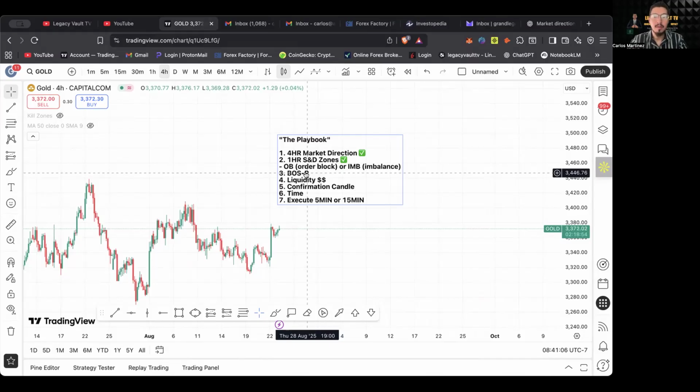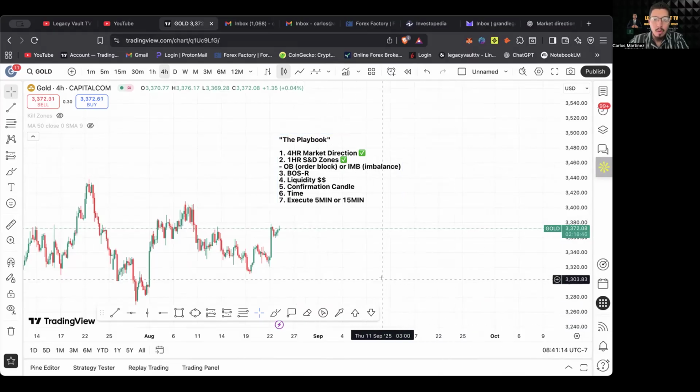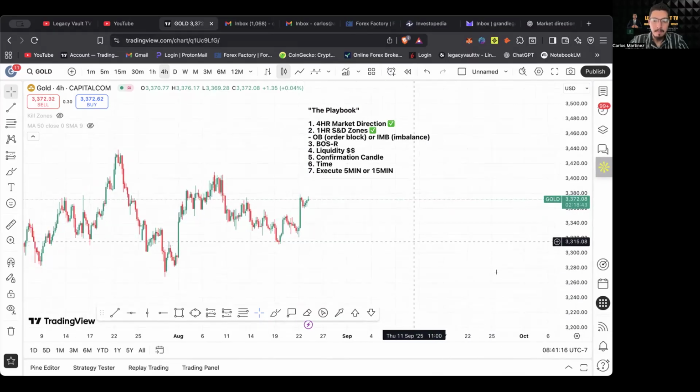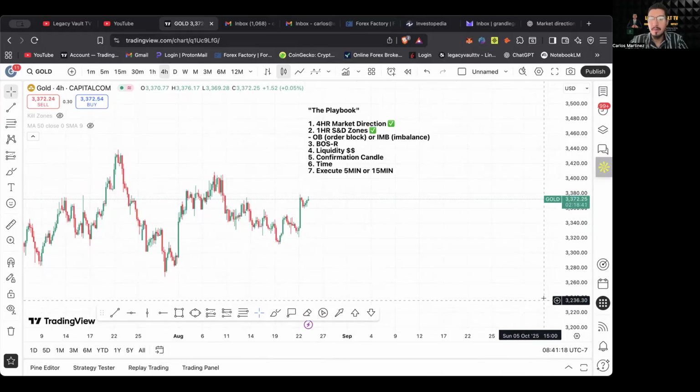Now, for the 1 hour supply and demand zones, we have an order block or an imbalance. So let's first begin with this. What is supply? What is demand? What is support and resistance? What is the difference? A lot of traders get this confused.